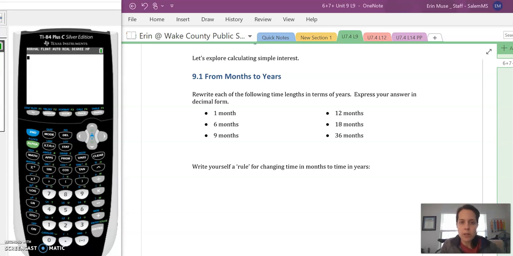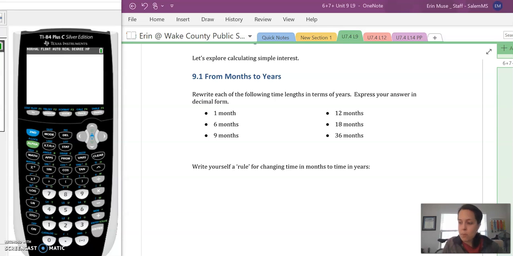So for the first part, rewrite each of the following time lengths in terms of years. Express your answer in decimal form. From here, this would potentially be a calculator active activity if you want. Go ahead and hit pause and try to work through as many as you can.